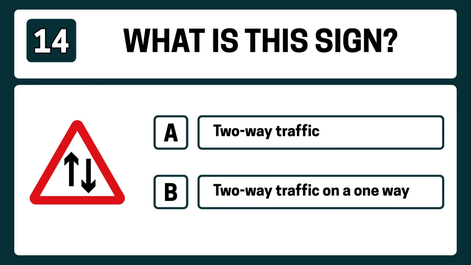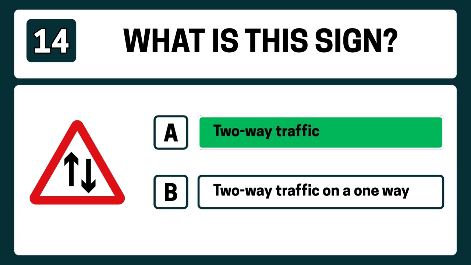What is this sign? Two-way traffic or two-way traffic on a one-way? Excellent. The two-way traffic sign warns that traffic moves in both directions ahead.